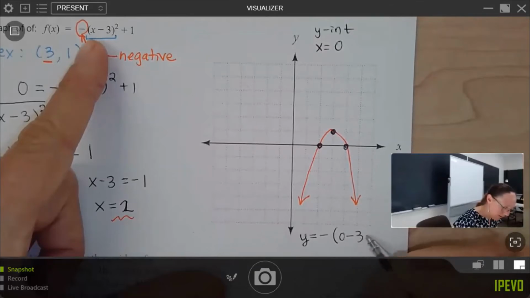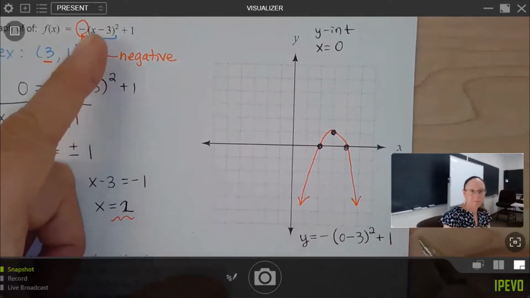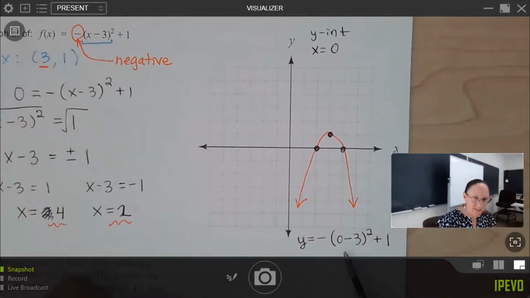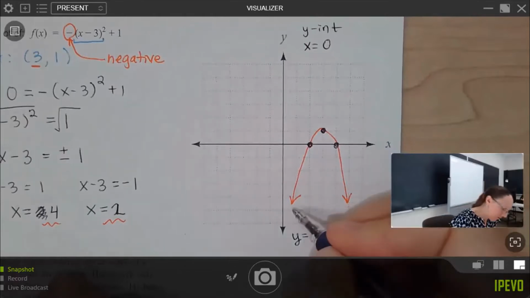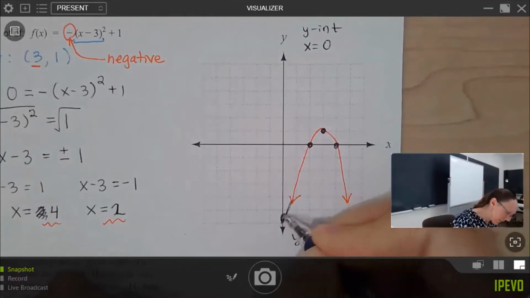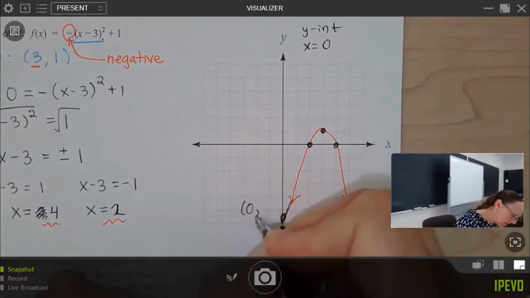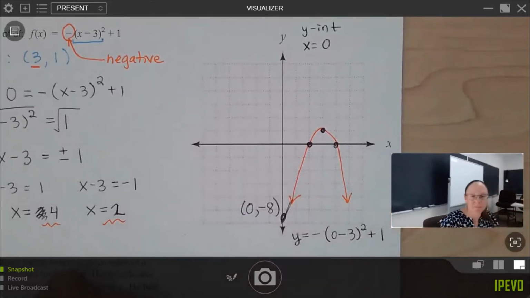When I plug in 0 for x in the equation, I have negative (0 minus 3) squared plus 1. So 0 minus 3 squared, that's negative 3, squared, which will be positive 9, but the negative out in front will make it negative. So I'm at negative 9 plus 1. So if I kept this going, my intercept would be at (0, negative 8).